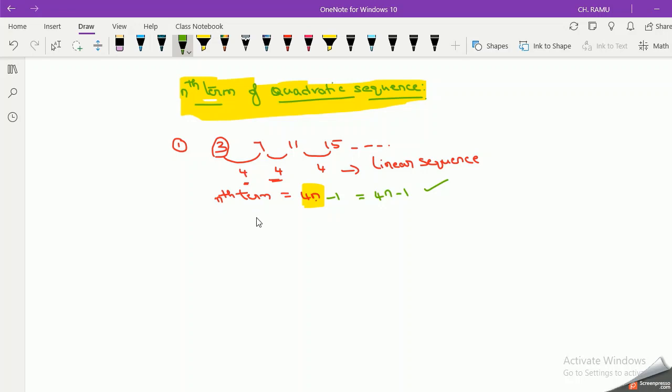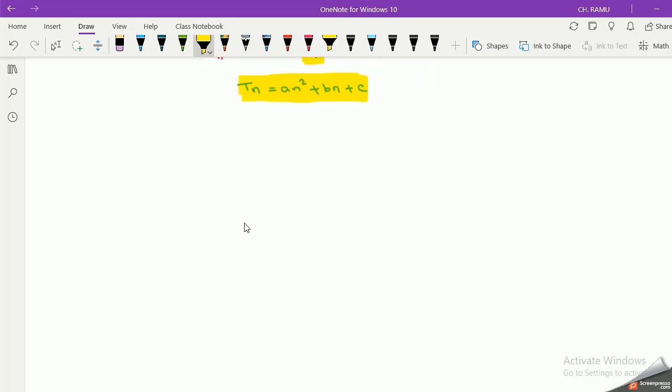Now I am going to explain how to find out the nth term of a quadratic sequence. Before going to that, the general form of the nth term of a quadratic sequence is an square plus bn plus c. This is the general nth term of a quadratic sequence. Now let me give an example of how to find that.